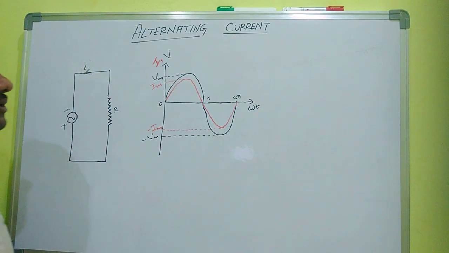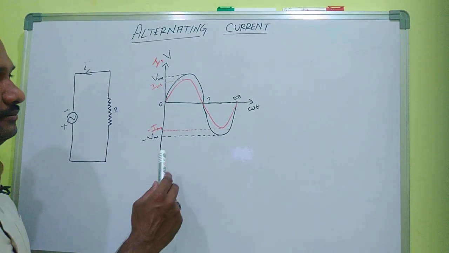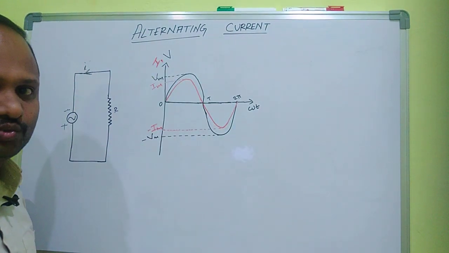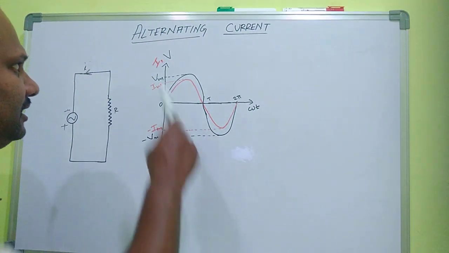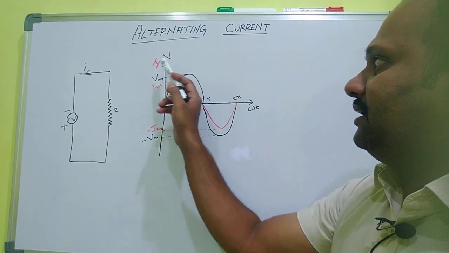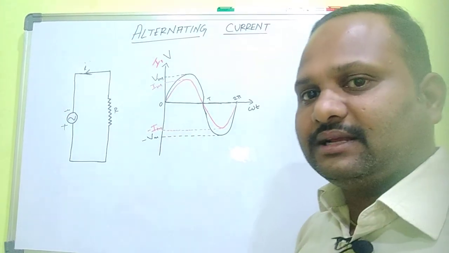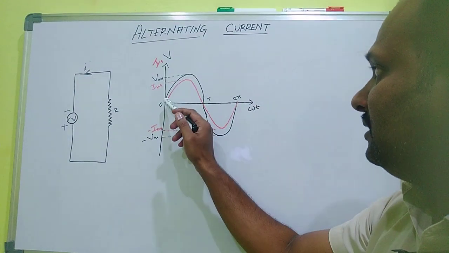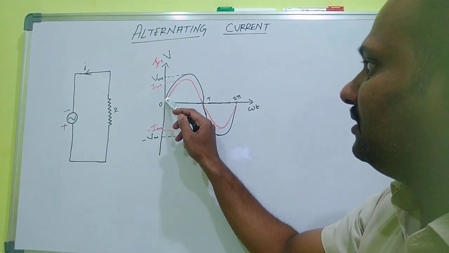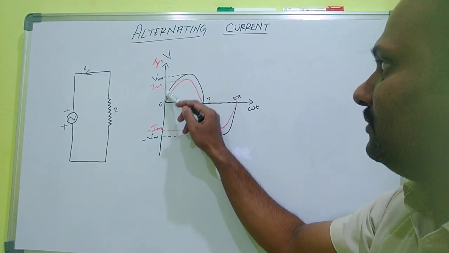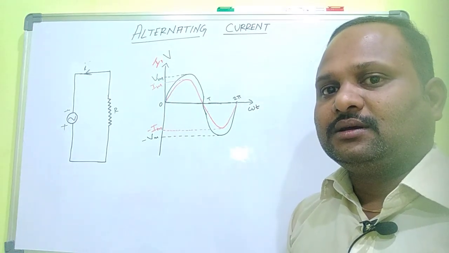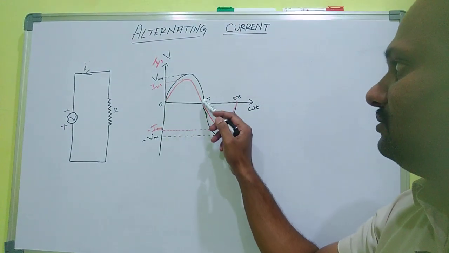Look at the diagram, the graphical representation. Here omega t is taken on the x-axis, and V and I, that means voltage and current, are taken on the y-axis. The graph is drawn between omega t and I, V, where I is the current and V is the voltage. The graph shows what? In the first half, the current flows in one direction, up to Im. The red curve represents the current. Also, the voltage flows in one direction.